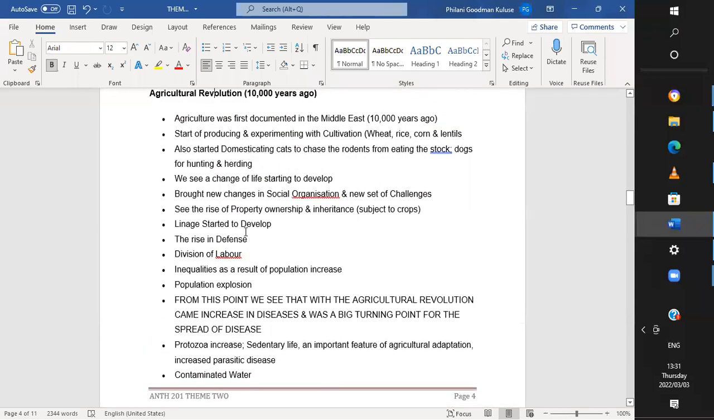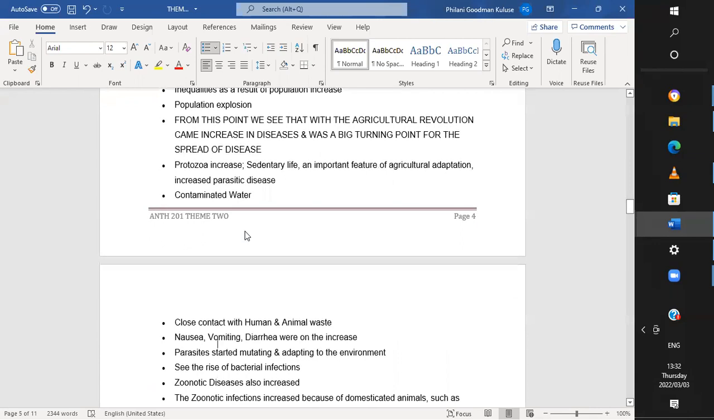Okay, humans also started domesticating cats to chase rodents from eating the stock. Yes, domestication, as I've mentioned before, started to happen. Dogs, cats, sheep. Sheep were domesticated for selling at a later stage, which was part of England and the French Revolution, because the Industrial Revolution was not a European thing, but over time it became a global aspect through the process of globalization.